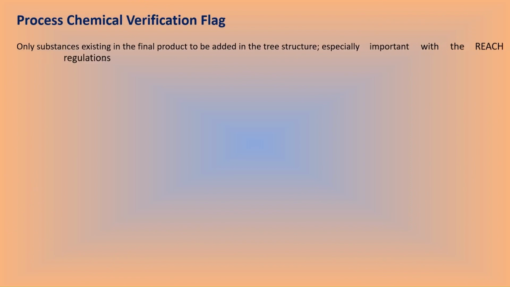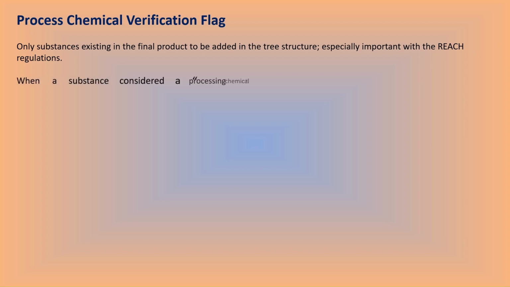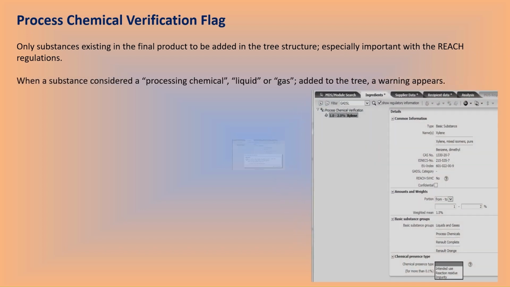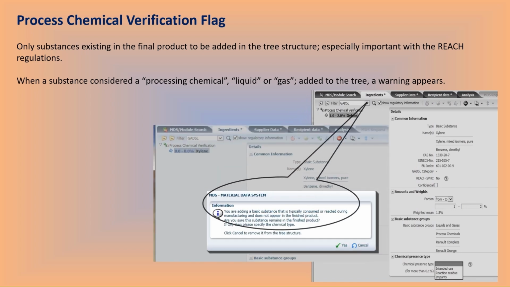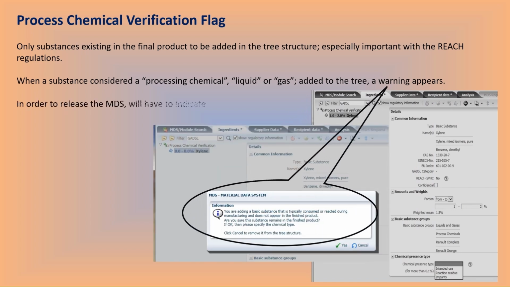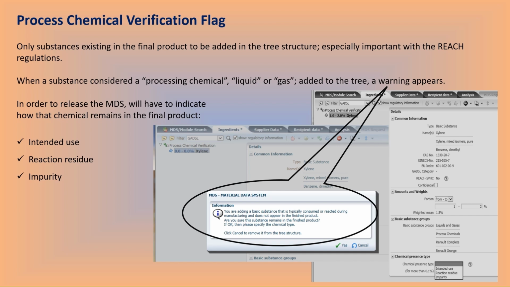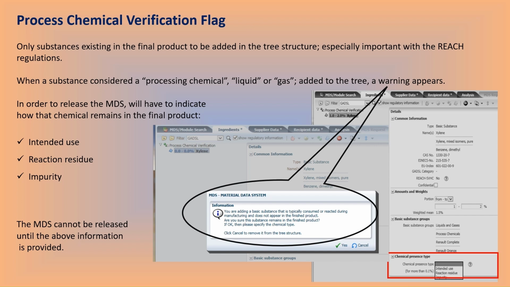Process chemical verification flag. Only substances existing in the final product are to be added in the tree structure as per REACH regulations. When a substance considered a processing chemical, liquid or gas is added to the tree, a warning appears. In order to release the MDS, we have to indicate how that chemical remains in the final product. Is it intended use? Or is it reaction residue? Or due to impurity? The MDS cannot be released until this information is entered.